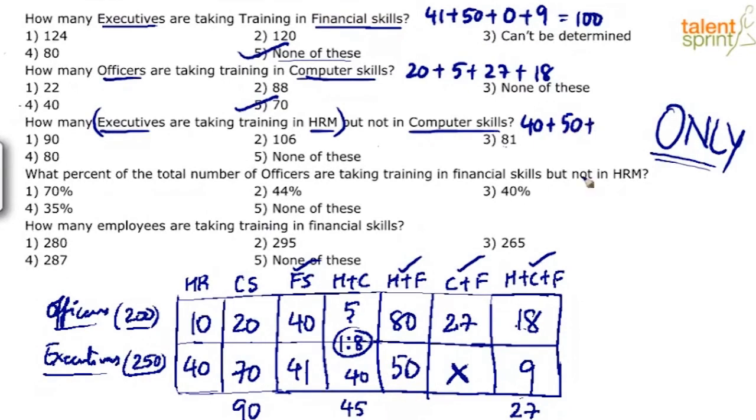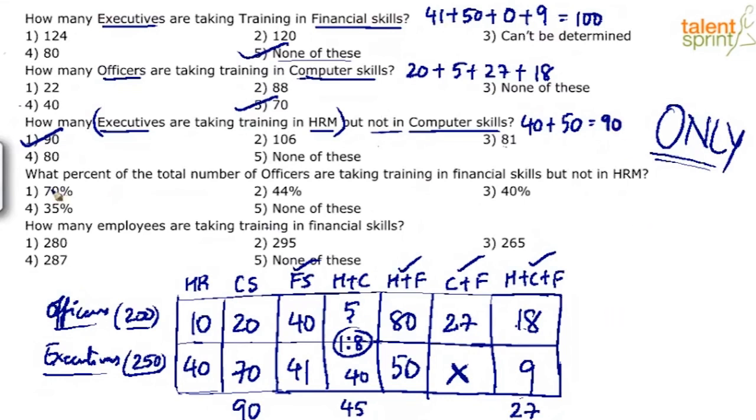Plus 50. This is anyway not needed. And can this 9 be taken? No, because this is HRM but also computer skills. We don't want computer skills. So 40 plus 50, 90 would be the answer, which is option 5. Remember, you cannot include this 9 here because we don't want to consider computer skills. 9 cannot be taken. So 90 is the answer.